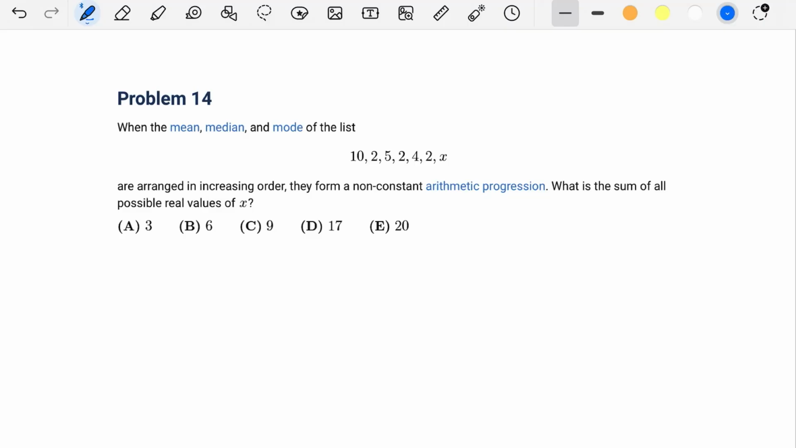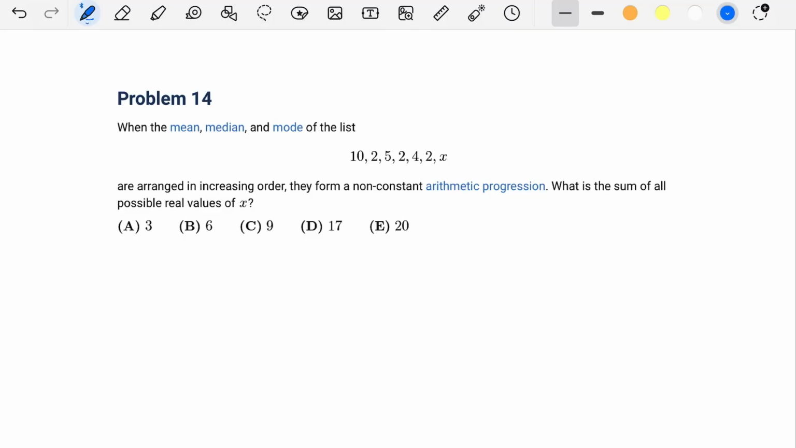Problem 14. When the mean, median, and mode of the list 10, 2, 5, 2, 4, 2, x are arranged in increasing order, they form a non-constant arithmetic progression. What is the sum of all possible real values of x?